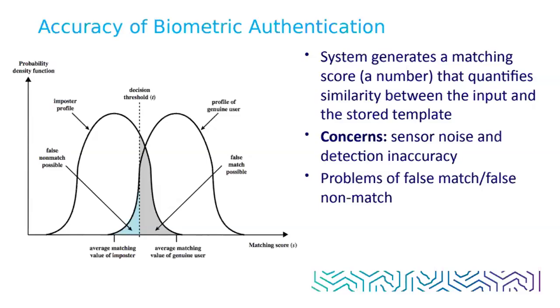Because no biometric system is perfect, errors such as false matches, accepting unauthorized users, and false non-matches may happen. So an effective biometric system balances security and user convenience by minimizing both types of errors while maintaining accurate and reliable authentication.